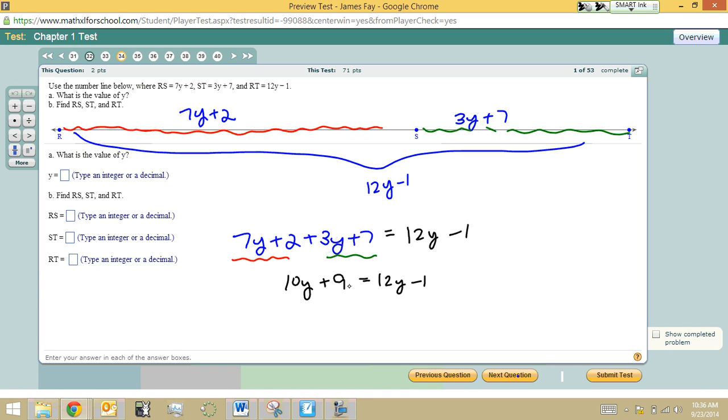I'll add 1 to both sides. I get 10 over here. I subtract 10y from both sides. I get 2y. Here I get y to be 5. If y is 5, that's going to be 35 plus 2 is 37. This will be 3 times 5 is 15, plus 7 is 22, and then this will end up being 59. Okay, so then you can go ahead and fill in those pieces of information.